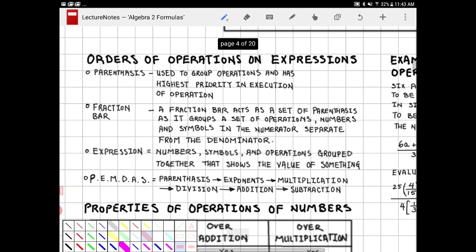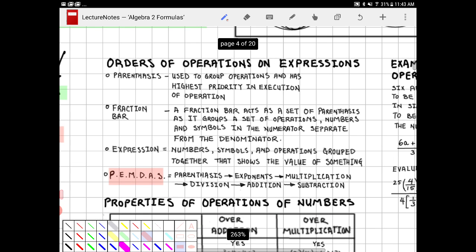acronym that every math student is familiar with, and that is this idea of PEMDAS. So what does PEMDAS mean exactly? Well, PEMDAS just means you take what's being grouped first, that's the parentheses, and then you solve the exponent aspect of it, and then multiplication and division, and then addition and subtraction. Understanding that multiplication and division could be of either order, same thing with addition and subtraction. It could be of either order.